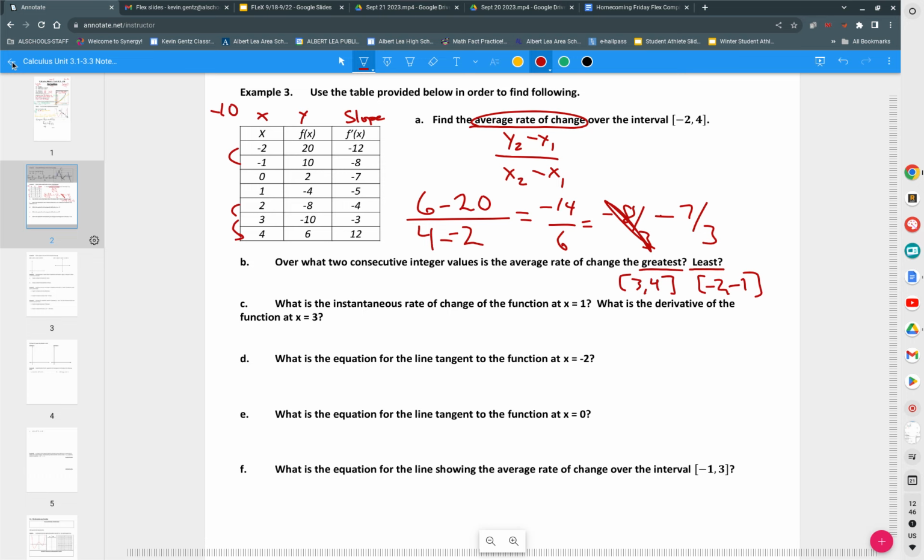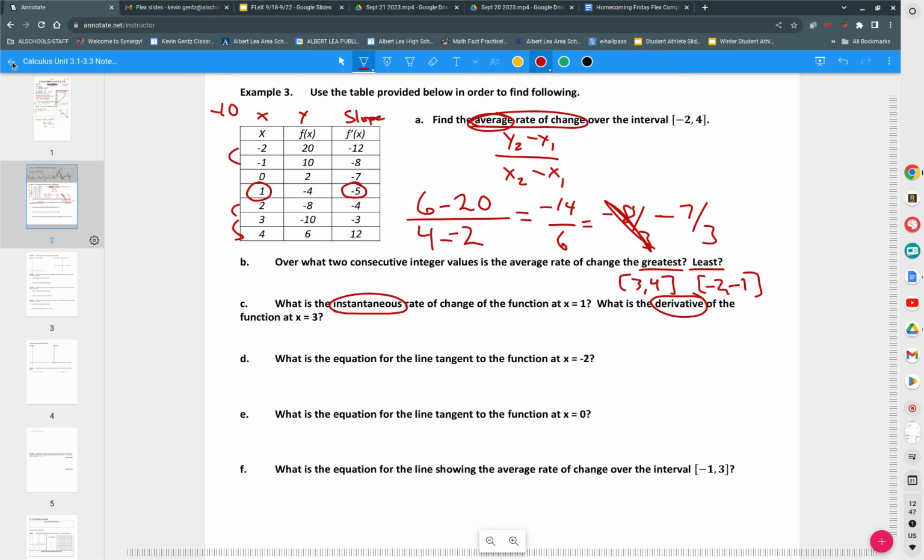Question C, what is the instantaneous rate of change? Notice the difference between instantaneous and average. Average uses 2 points. That's where we refer to the secant line. But when you see instantaneous, that is at 1 point. That is the derivative. The word instantaneous and derivative mean exactly the same thing. Instantaneous rate of change of the function at x equals 1 is, anybody?